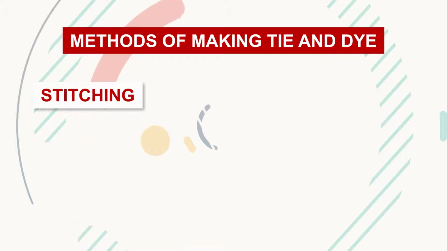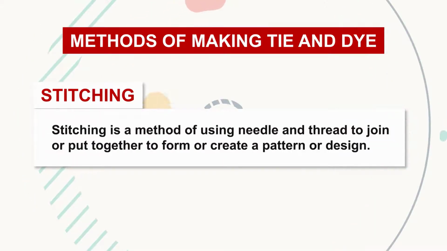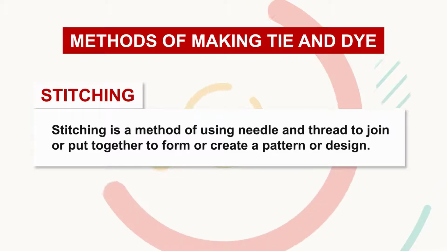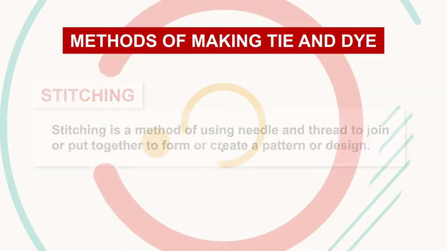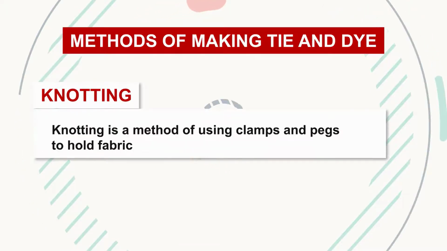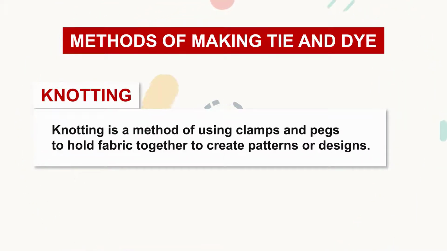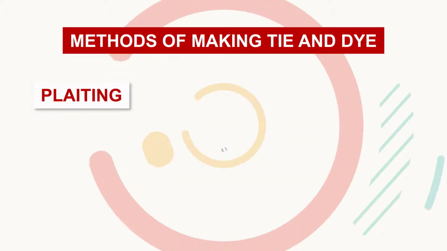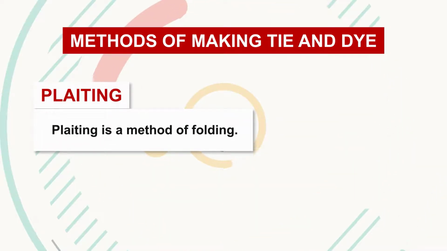Stitching. Stitching is a method of using needle and thread to join or pull together to form or create patterns or designs. Knotting. Knotting is a method of using clamps and pegs to hold fabric together to create patterns or designs. Pleating. Pleating is a method of folding.